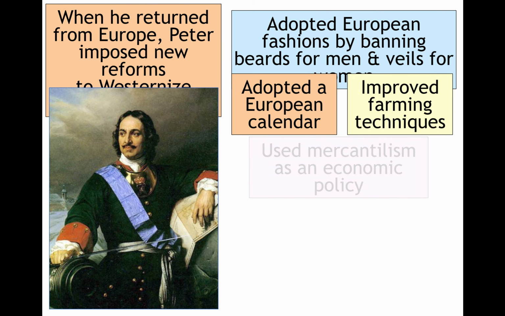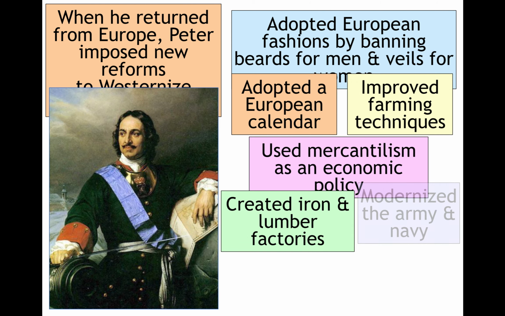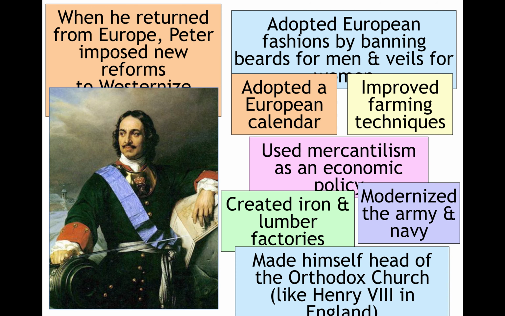They also adopted a European calendar, improved farming techniques, used mercantilism as an economic policy, and created iron and lumber factories so they could produce things on their own. He modernized the army and navy, and made himself head of the Orthodox Church, just like Henry was head of the church in England. So he's more powerful. They're becoming like Europe in so many ways. Not just how their military is, but also their economy, the way they dress, the food they eat, the music they listen to. He wants everything to be more European.